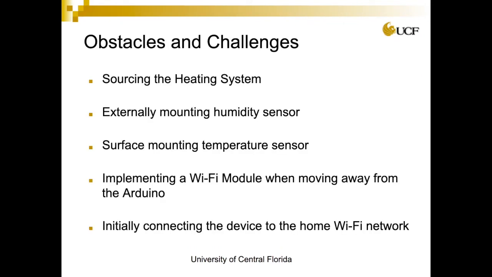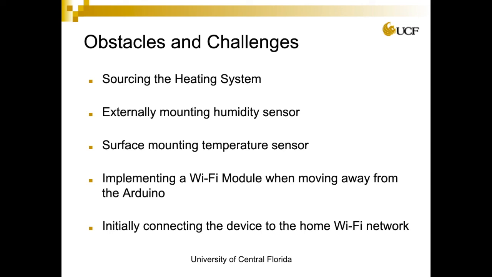Lastly, I want to talk about some obstacles and challenges that we as a group may face. First being sourcing the heating system. It was a little challenging because the company only sells large quantities of the heating element. This becomes a problem for both budget and space constraints. We may also have to cut the heating element to size, which may change the resistive values of the element.